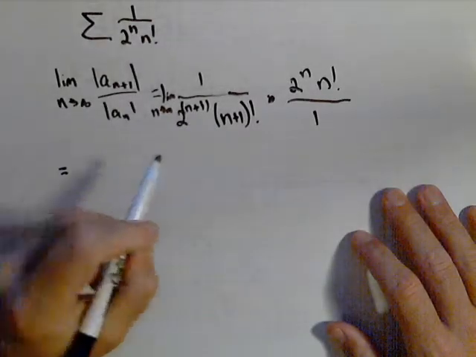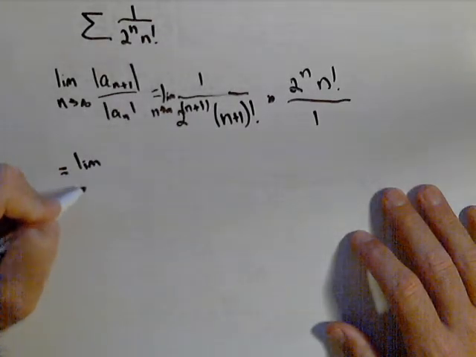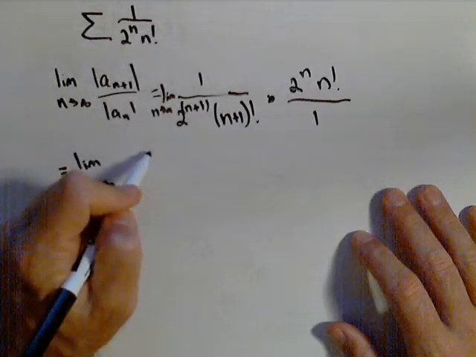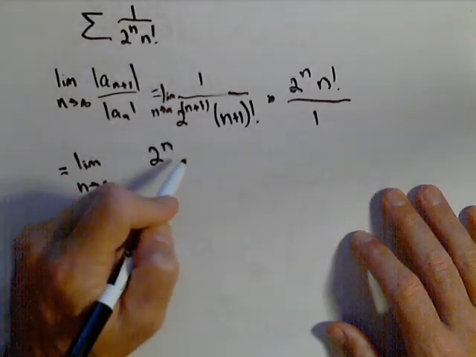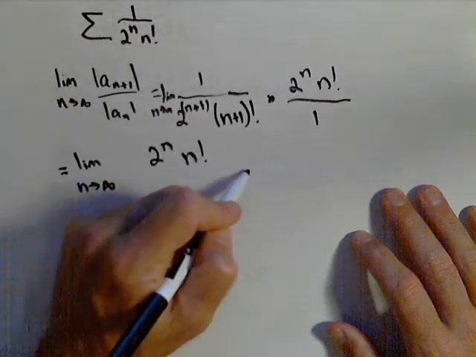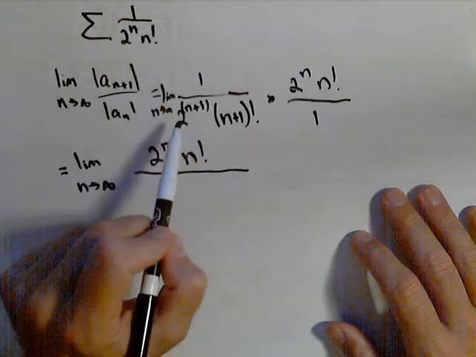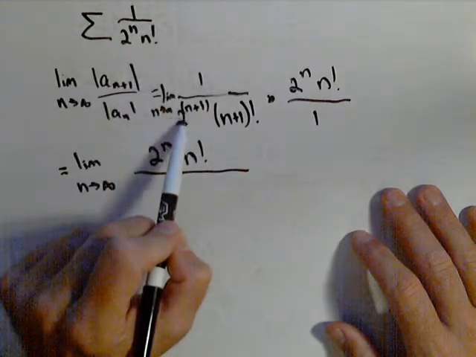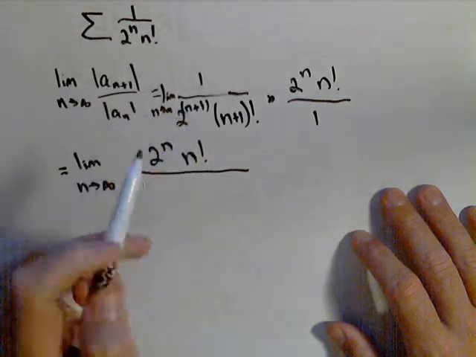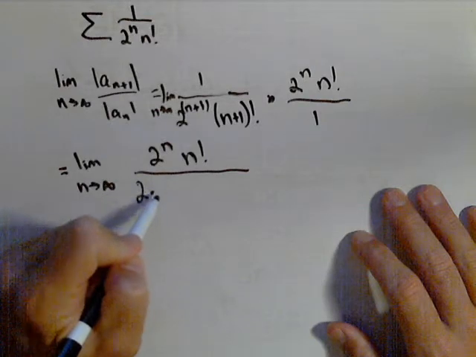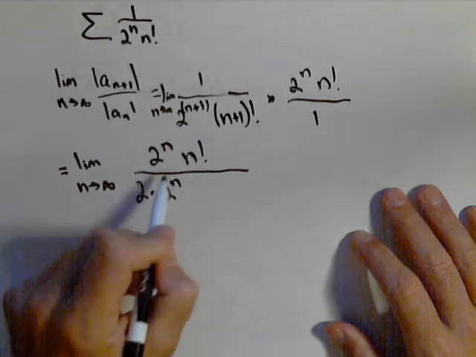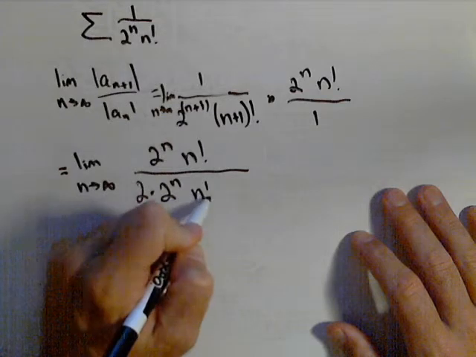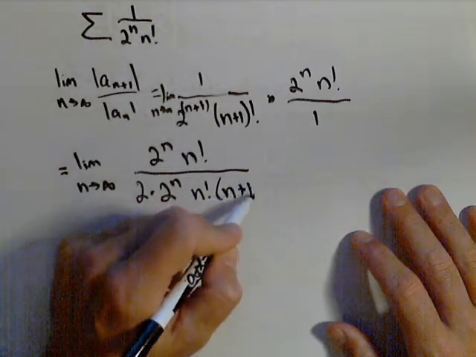Okay, so by rewriting, I'm going to see some cancels in here. So limit as n goes to infinity. On top, I'm going to leave it as 2 to the n times n factorial. Now, 2 to the n plus 1, I can split that up. I can rewrite that as 2 to the n times 2 to the 1, or 2 times 2 to the n. That's the same thing. n plus 1 factorial, I can rewrite as n factorial times n plus 1.